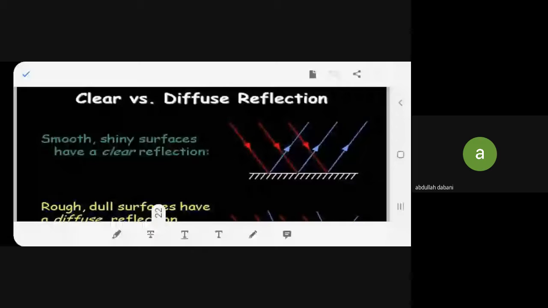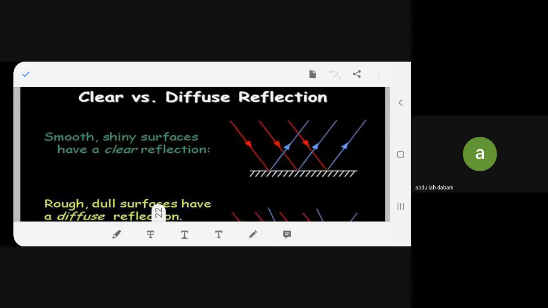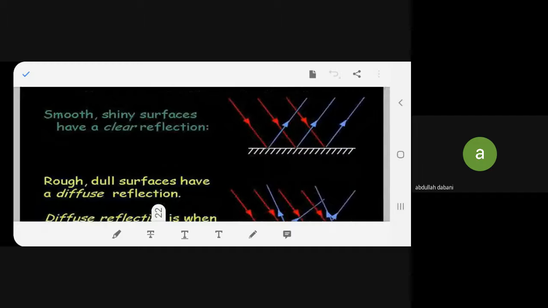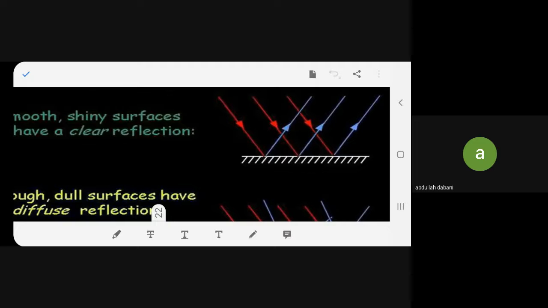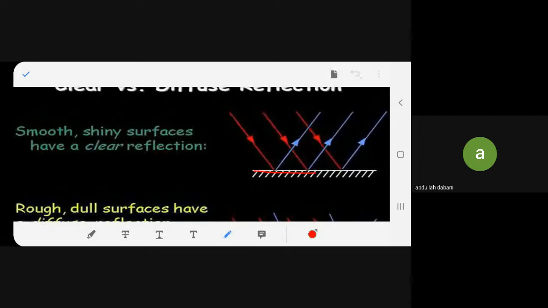Please read. Clear versus diffuse reflection. Smooth, shiny surfaces have a clear reflection. Rough, dull surfaces have a diffuse reflection. That's it. What are they saying? That is a smooth, shiny surface. Can you see the smooth, shiny surface, beta? Okay? This is incident. The red one is all incident, and the blue one is all reflected. This gives you a clear reflection. What does it give, beta? Clear reflection.